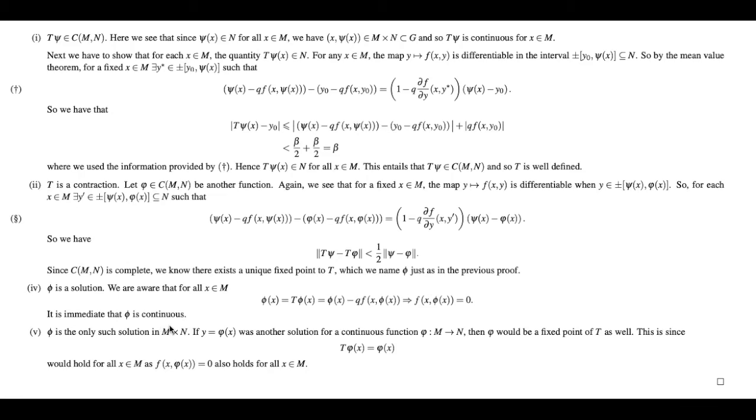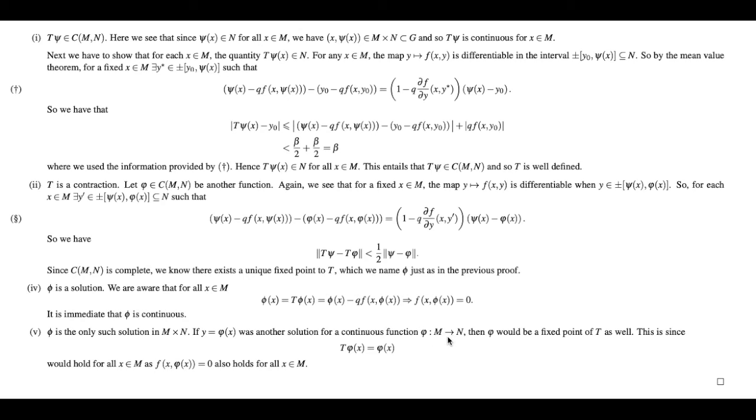And also it is immediate that phi is continuous, because phi is itself the image of some point under the continuous map T, it's its own image, and every image point of T lies in C(M,N), so it is continuous. And the last thing we need to check now is that this solution is unique. It's the only solution to the equation f of x, y equals 0 in the rectangle M cross N. So we suppose now that variant phi is another solution, a continuous function variant phi from M to N.